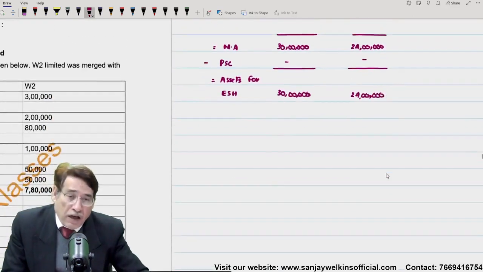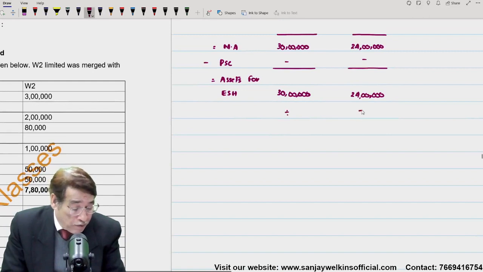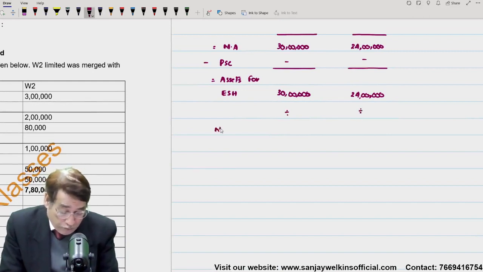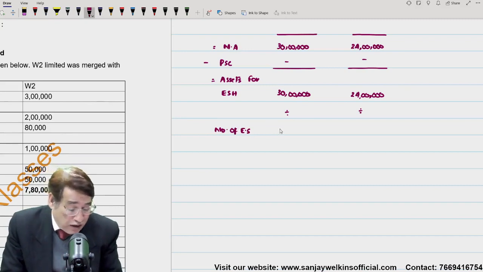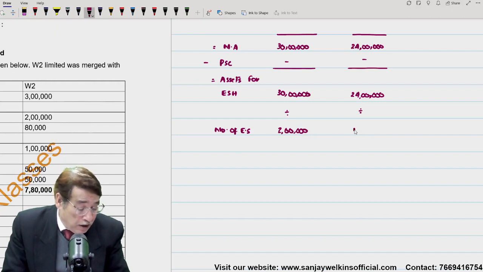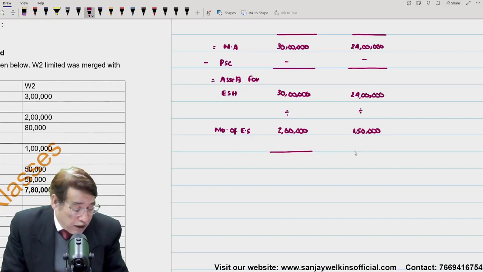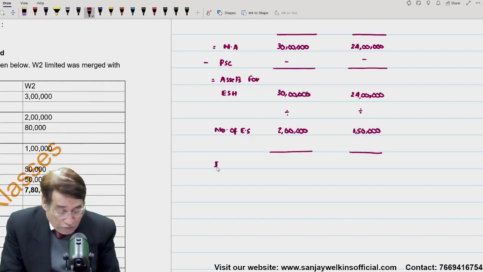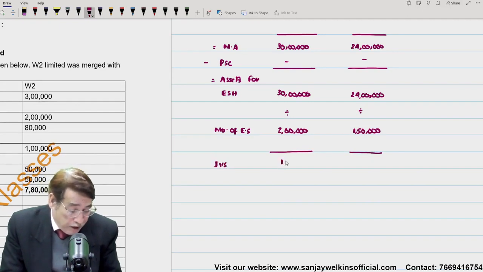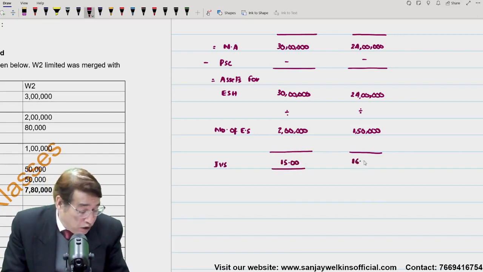30 lakh and 24 lakh. All you have to do is to now divide it by the number of equity shares. As far as the number of equity shares is concerned, we have already seen that one share is of 10 each. So 20 lakh divided by 10, the number of shares will be equal to 2 lakh. 15 lakh divided by 10 will be equal to 1,50,000. By dividing it, we will get the intrinsic value of share. So one part of the question we have already solved. 15 will be the intrinsic value, and then 16 will be the intrinsic value in this particular case.